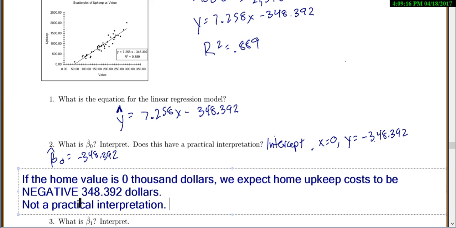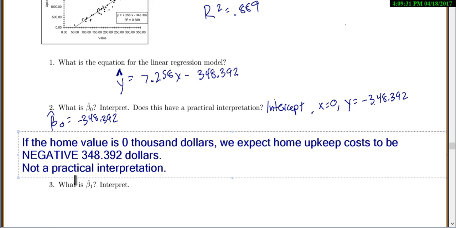Okay, now this is okay. There are many times that your intercept does not have a practical interpretation. We need our intercept to get a good fit for our line, but it doesn't mean that our intercept will actually be useful or interpretable. Sometimes it is, sometimes it's not. We care much more about the next one, which is our slope.